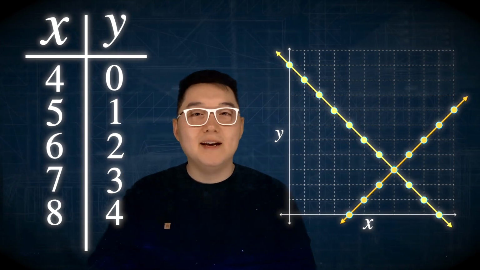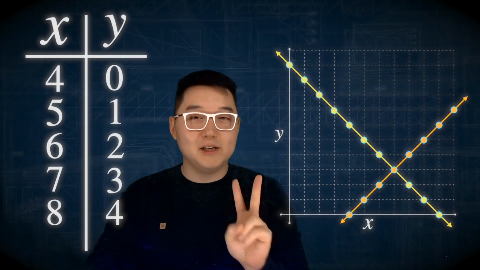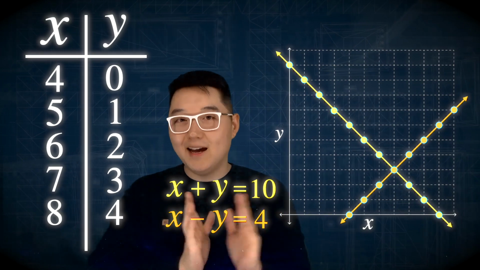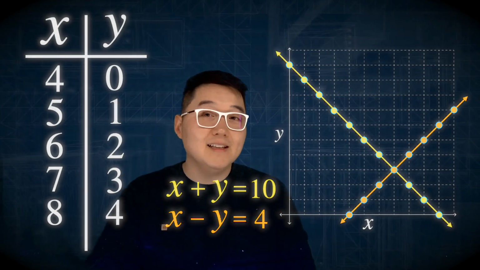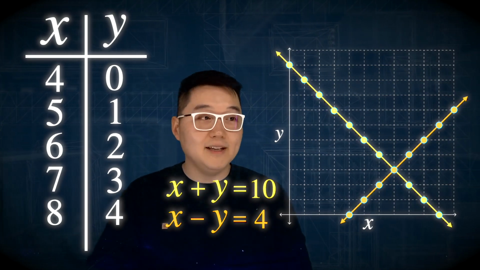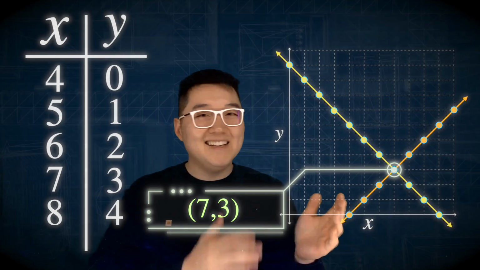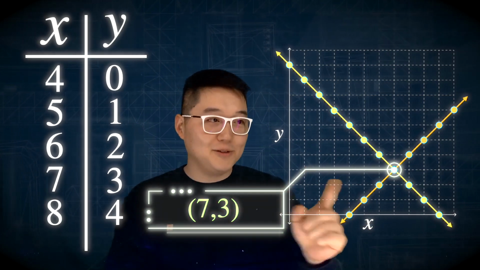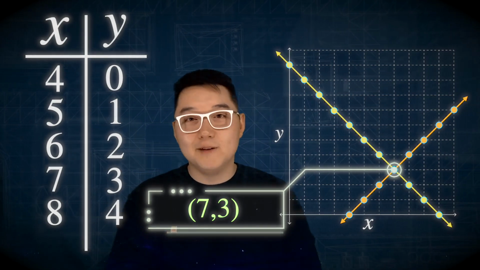Okay. So now, what is the solution to the system of these two linear equations? In other words, what pair of numbers, when you add them, you get 10, but when you subtract them, you get 4? The answer is 7 and 3. Makes sense because when you observe the two lines, they intersect at the point x equals 7 and y equals 3. That is called the solution to the system of equations.